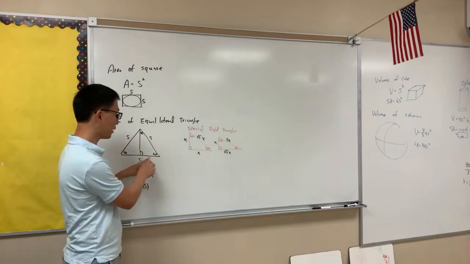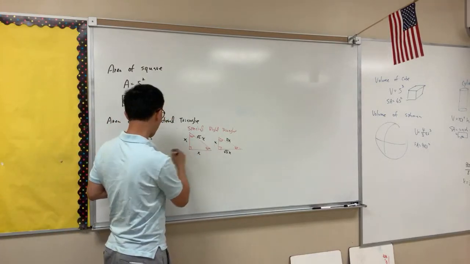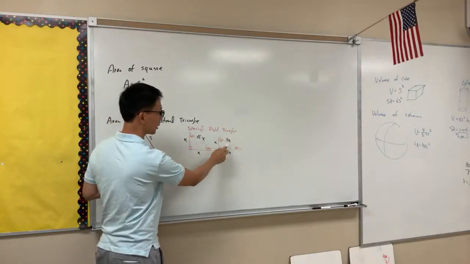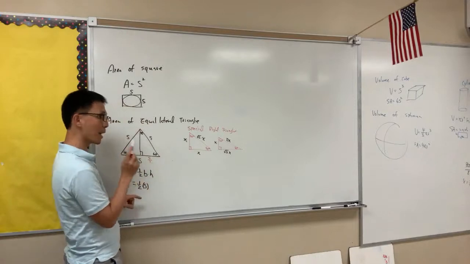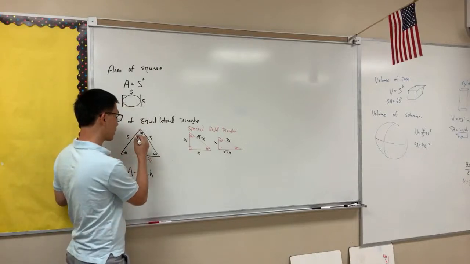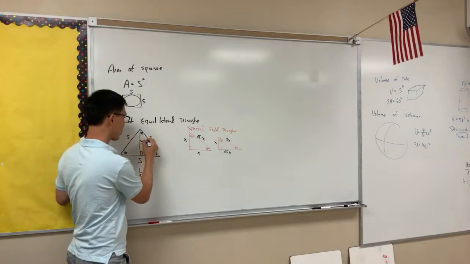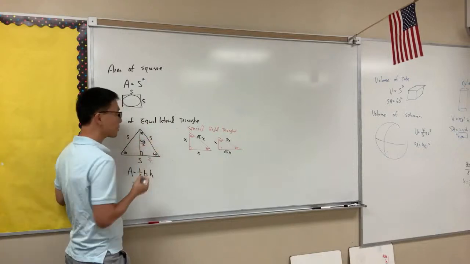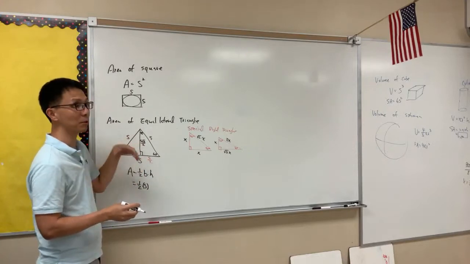But if you look at it, the 30 degree is facing the x. The 60 degree must be facing the what? Square root 3 x. But in this case, the x is s over 2, so that makes this one what? Radical 3 s over 2, so s square root 3 over 2. Does that make sense? Because this is s over 2, so s over 2 times square root 3.